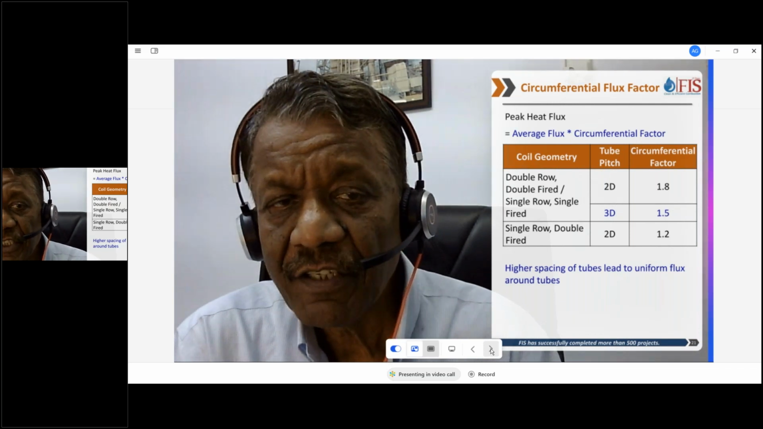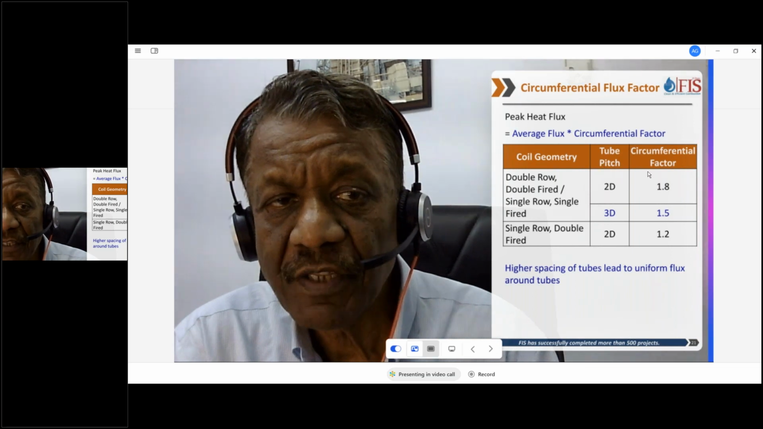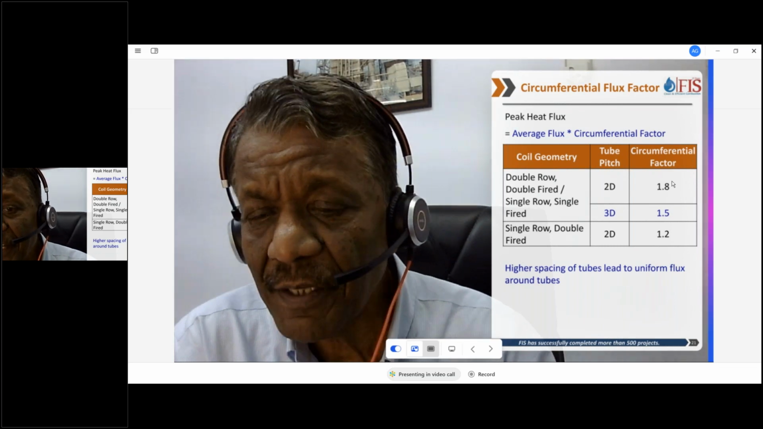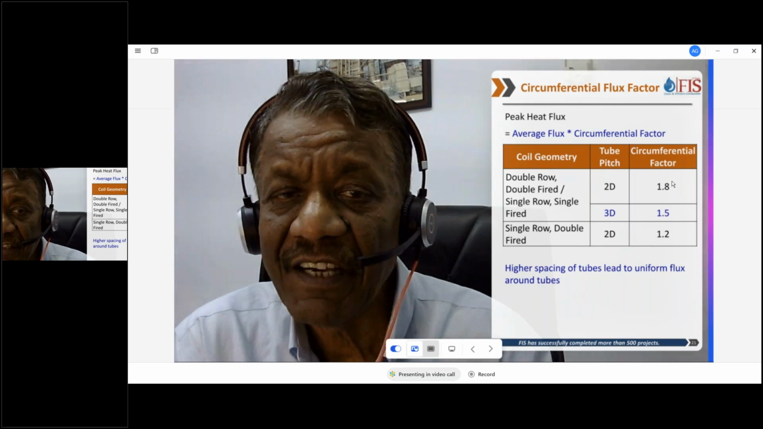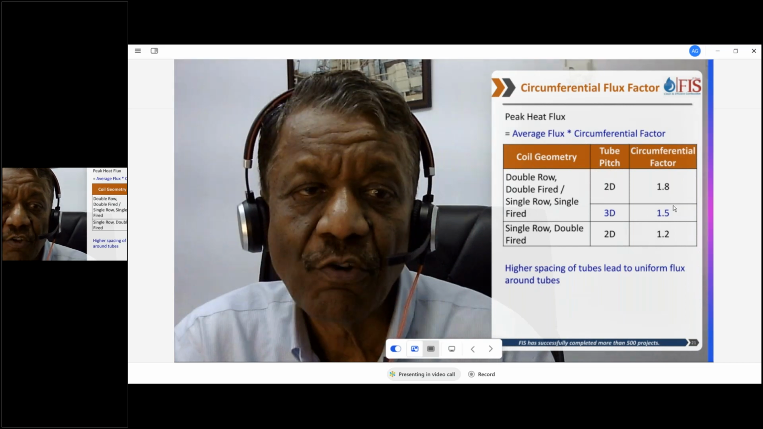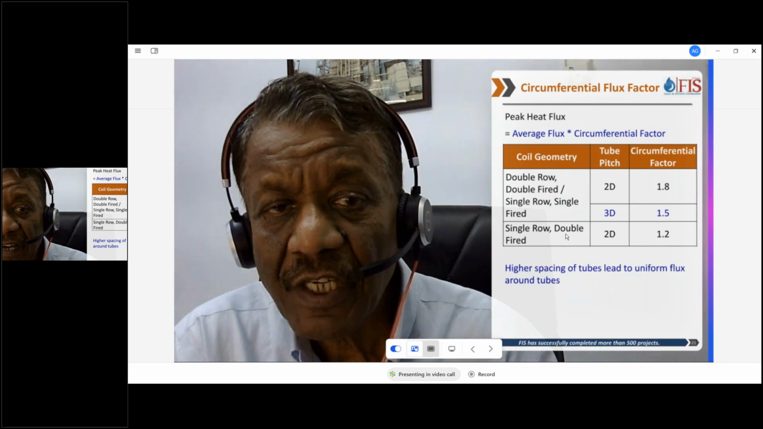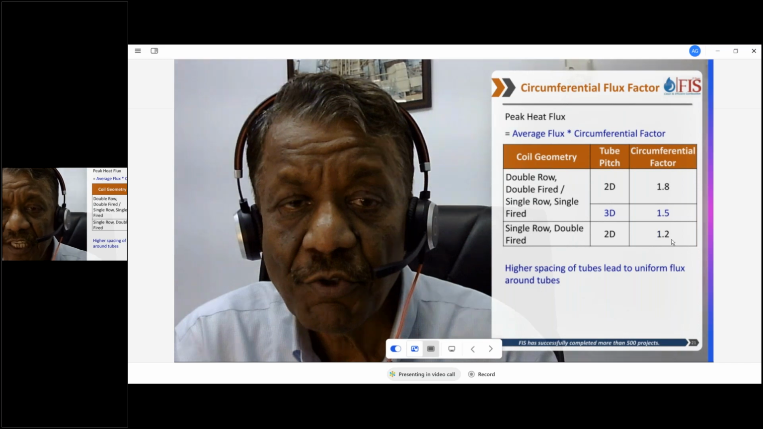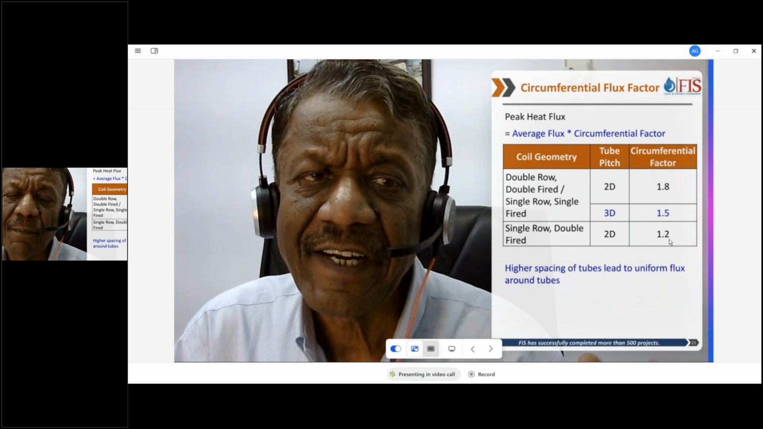And generally for the normal 2D pitch tubes, the circumferential ratio is 1.8. That means the maximum flux is 1.8 times the average flux. If we increase the spacing to 3D, it goes down to 1.5. And if we do double firing from both sides, then it goes down to 1.2. So you can see we can do double firing and get down to the maximum.